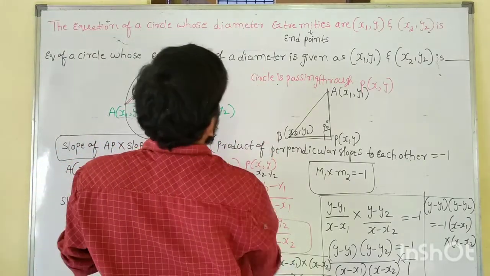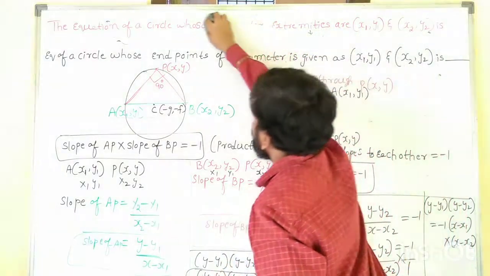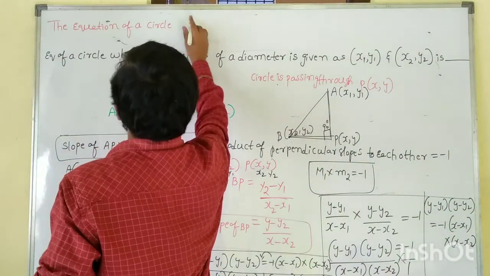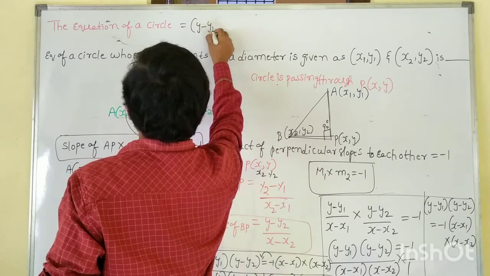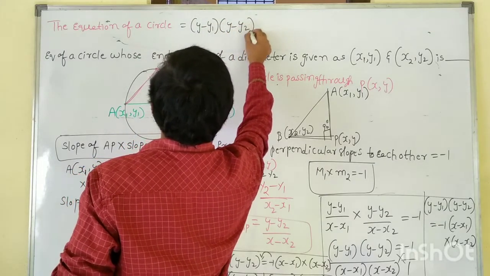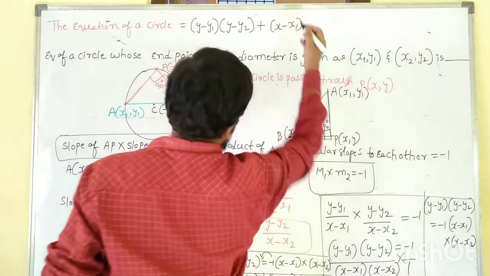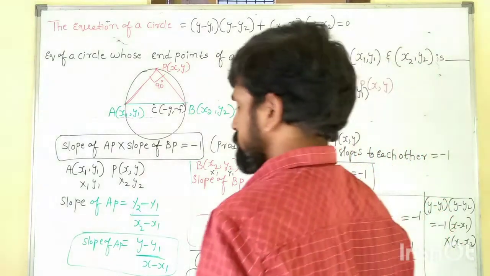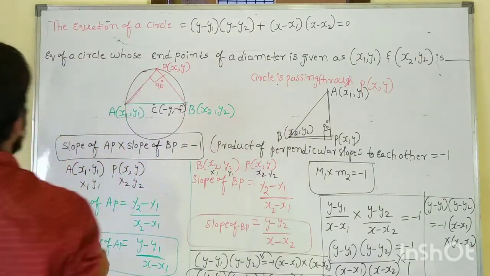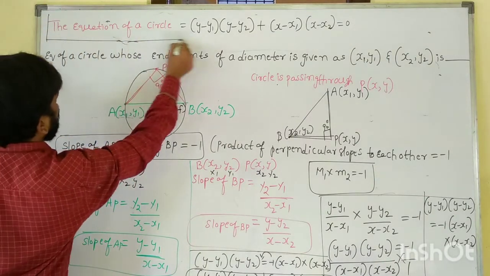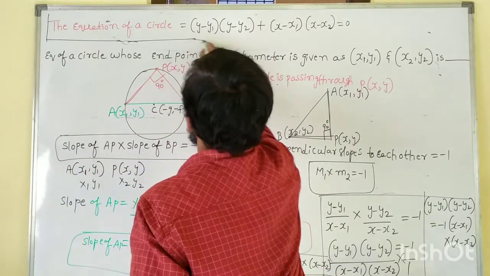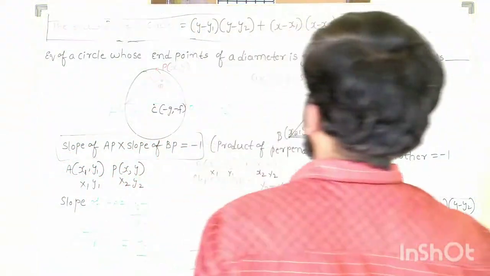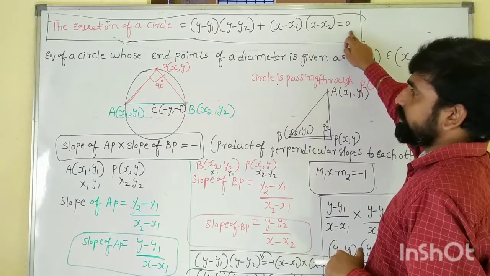The equation of a circle whose endpoints of a diameter are given is (y minus y1) into (y minus y2) plus (x minus x1) into (x minus x2) equals 0. This is the equation of a circle.